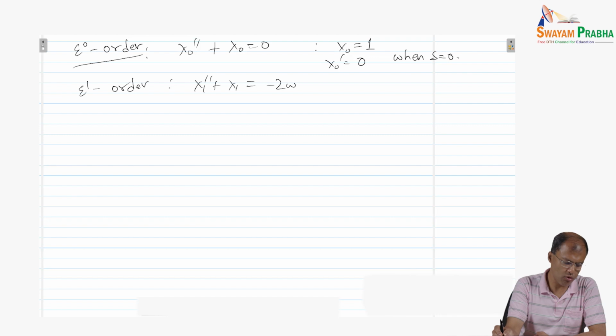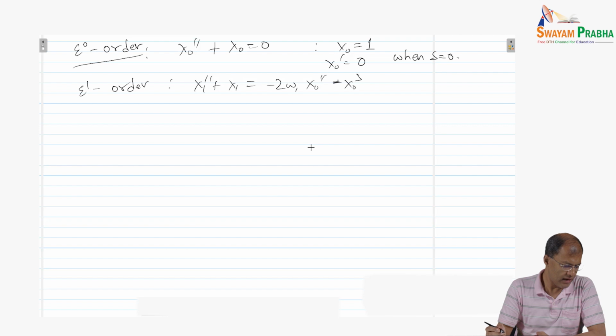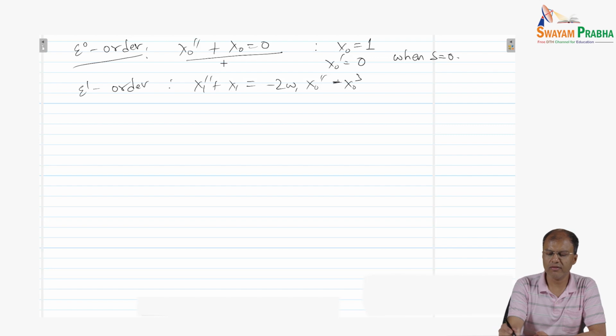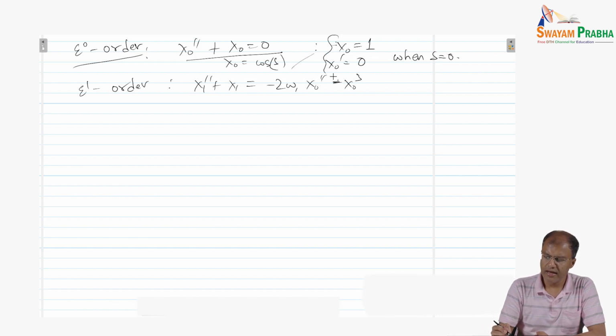And then epsilon to the power 1 order term is x1 double prime plus x1 is equal to minus 2 omega 1 x naught double prime minus x naught cubed, right? We can solve this first equation. We can see that the first equation gives us x naught is equal to cos of s, and that satisfies these two initial conditions, right?